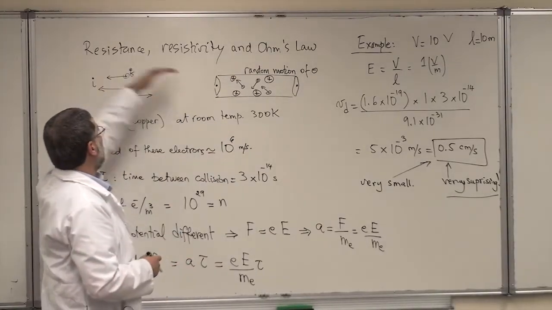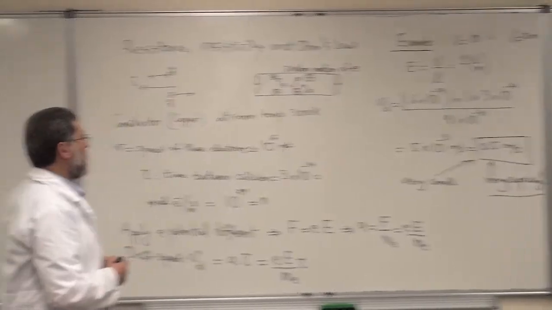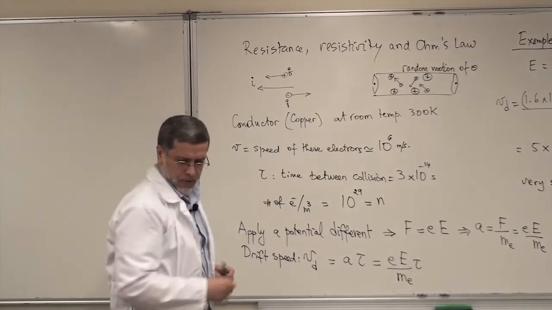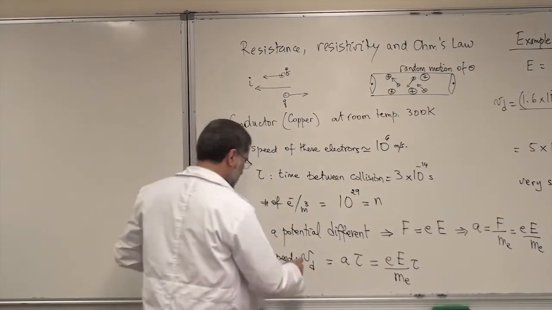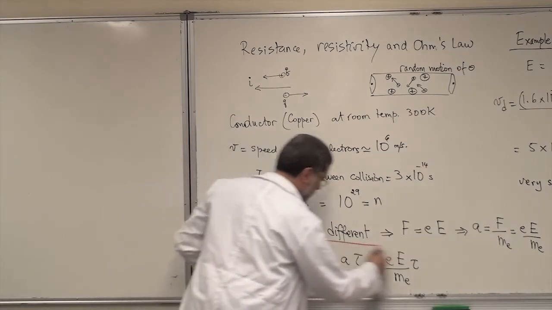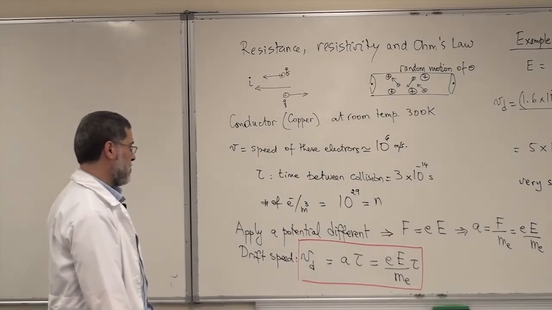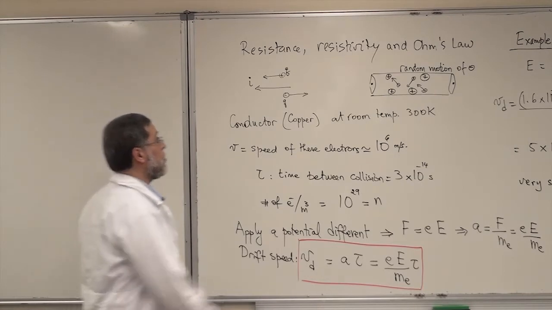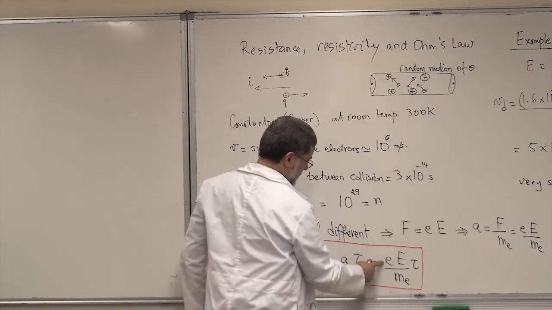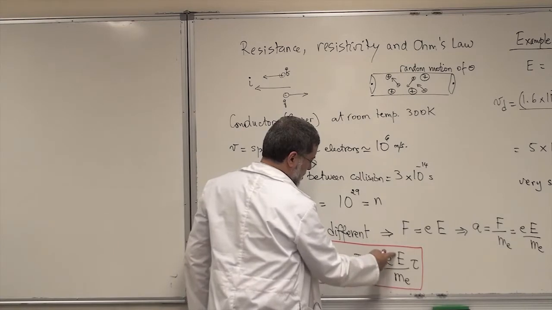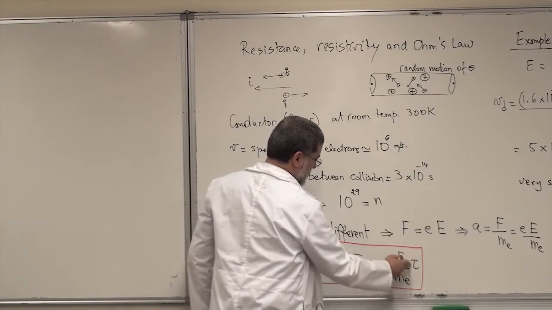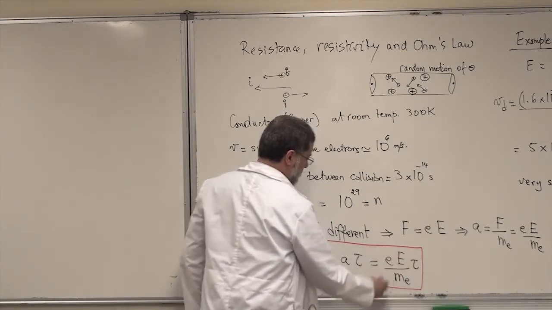Let me first of all put this drift velocity in a box, because this is an important equation. That's the drift velocity of the electrons in my conductor. E is the charge, E is the electric field, tau is the time between collisions, and m is the mass of the electron.